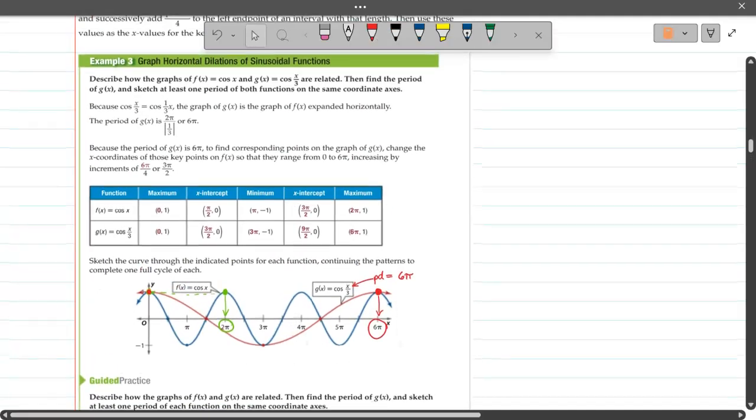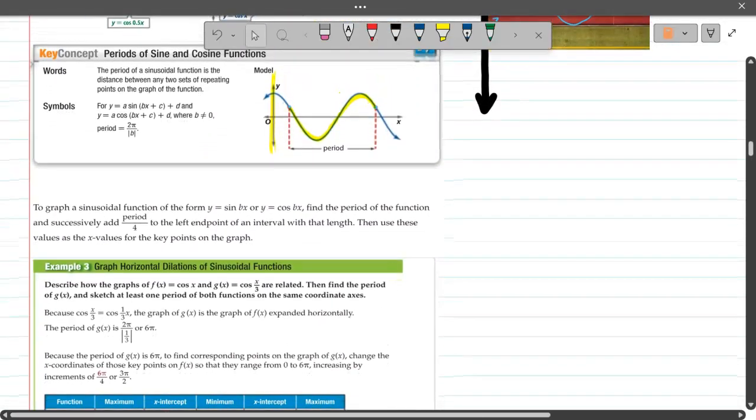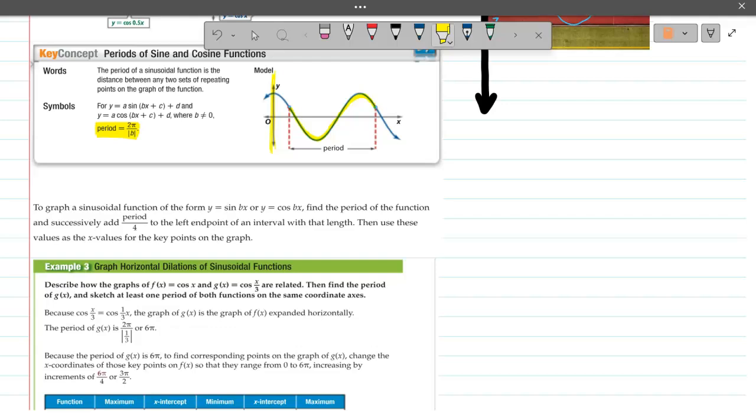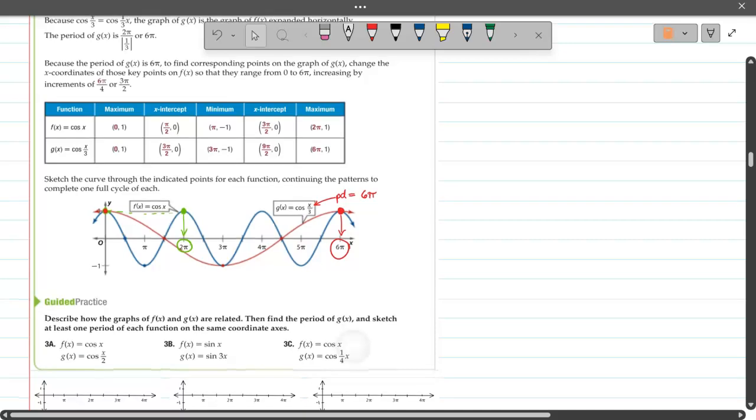Now, there's an easy way to remember the period. We have a formula. It's right here. You're going to want to memorize this. It makes things very easy, very manageable. In order to find the period, you're just taking the coefficient of the x in your function. You're taking the absolute value of it, and you put it under 2 pi. That tells you your period.